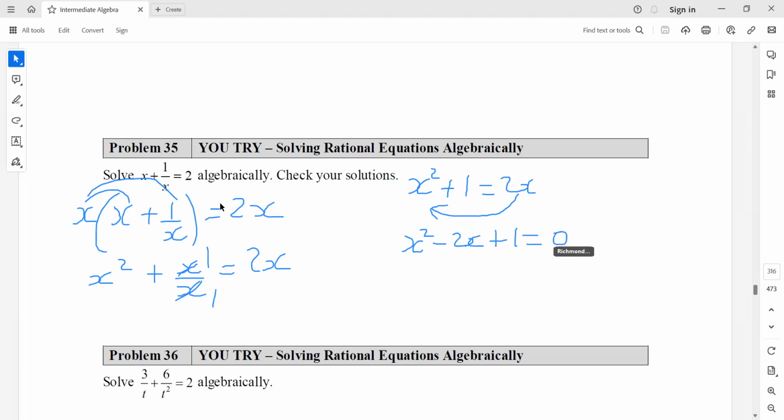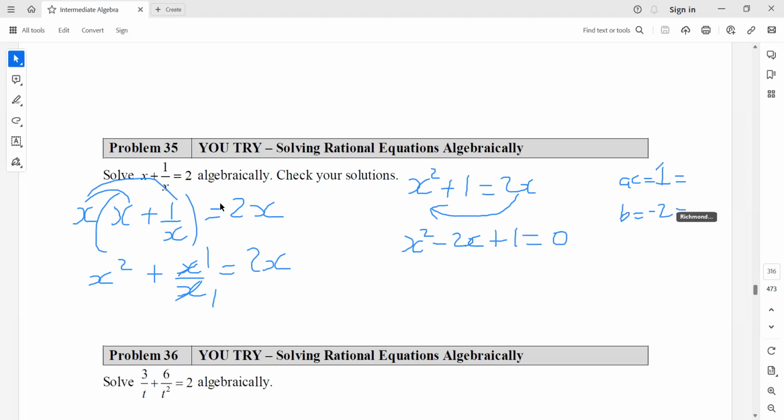Now, this is a quadratic. So I get a quadratic from here. Now, I have to try the AC method. If the AC method does not work, I'm going to use the quadratic formula. Now, my AC is 1. My B is negative 2.